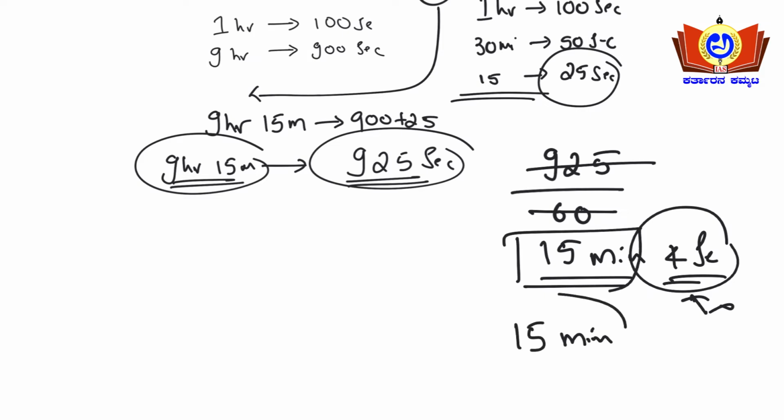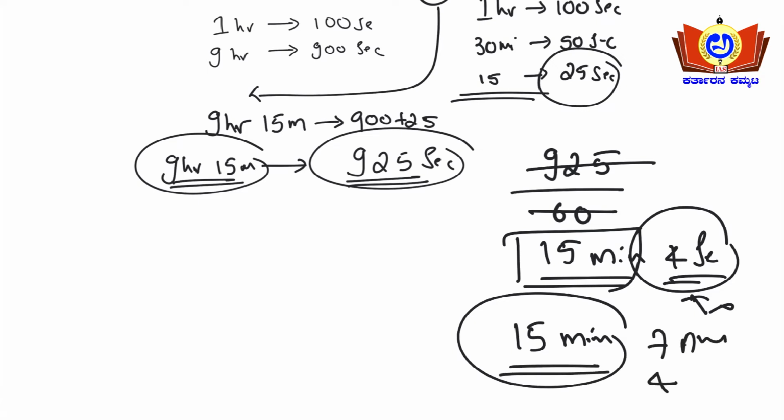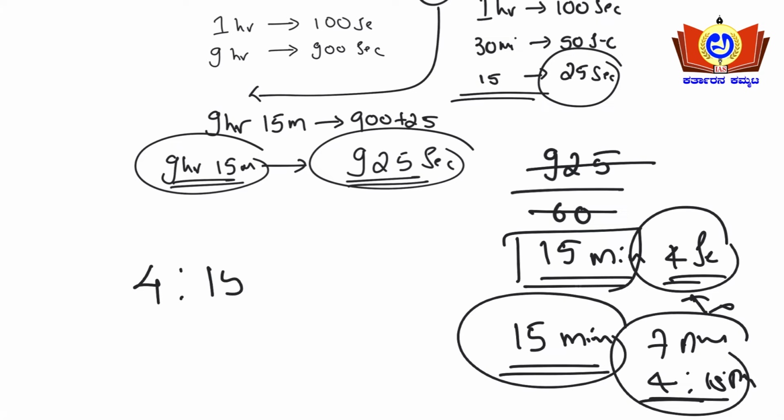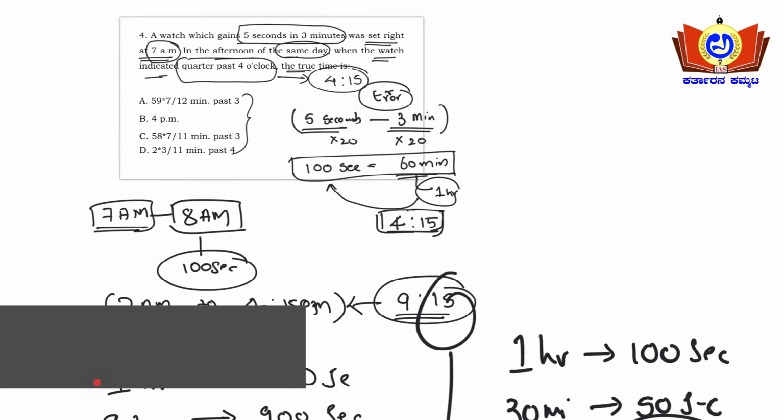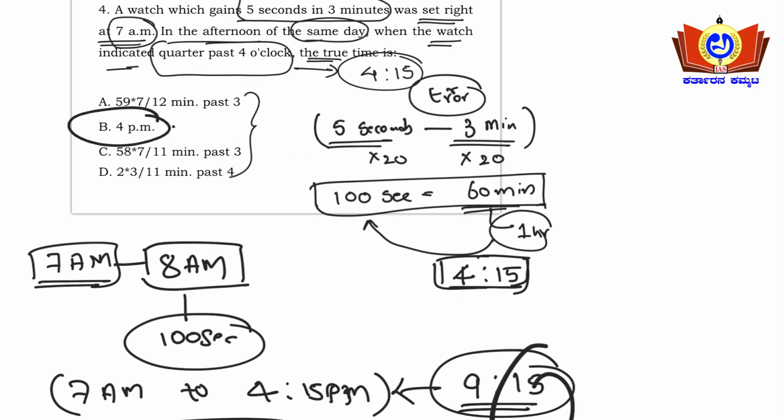15 minutes is the total error from 7 a.m. to 4:15 p.m. Okay, so the clock is showing how much? 4:15 the clock is showing. So what is the error? 15 minutes is the error. So if I deduct 15 minutes from 16:15, I'll be getting 4 p.m. Understood guys? Simple, right? So 4 p.m. is the answer here. Option B is the right answer here.